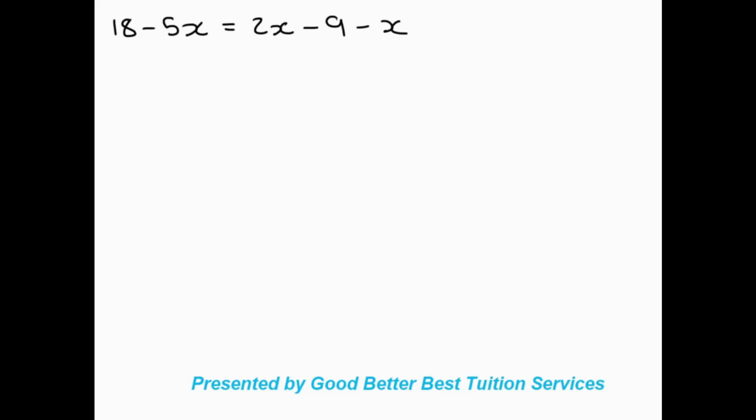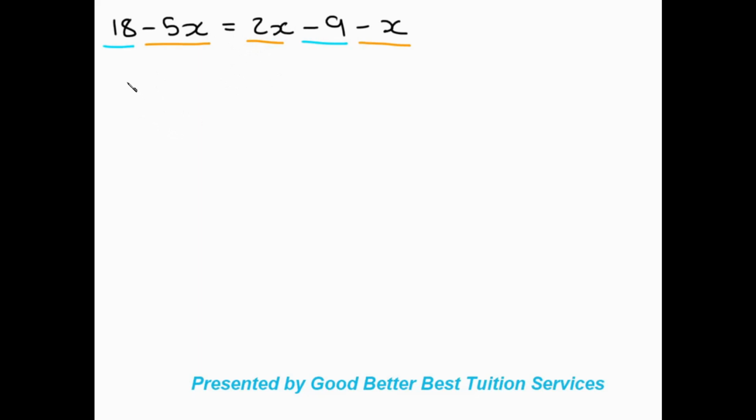Okay, so let's have a look at it here quickly. First step, we're looking at like terms first. So we have negative 5x, we have 2x, and we have negative x. Then we also have 18, and we have negative 9. So I want to bring my letters over to the left hand side. So all of my letters can go to the left.